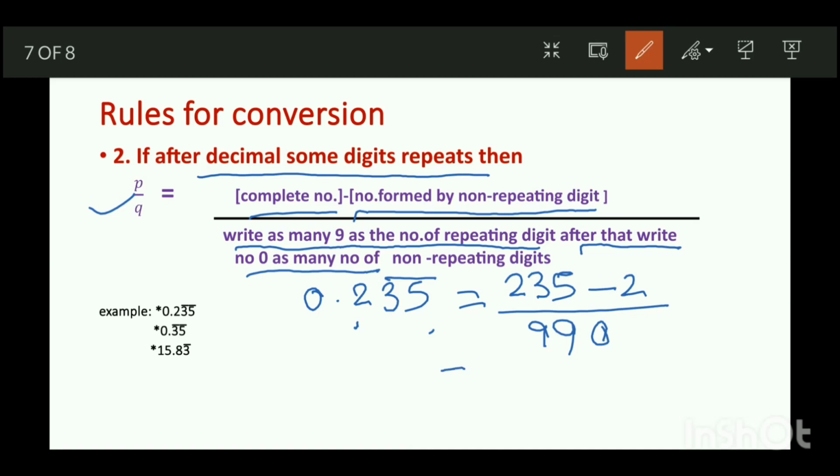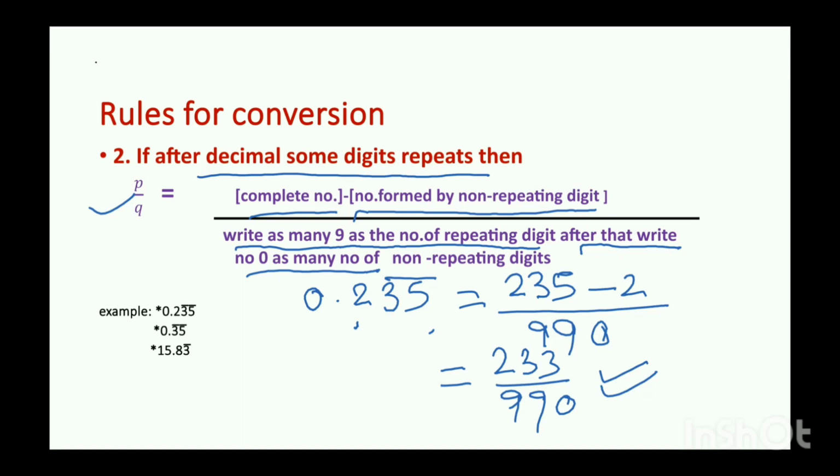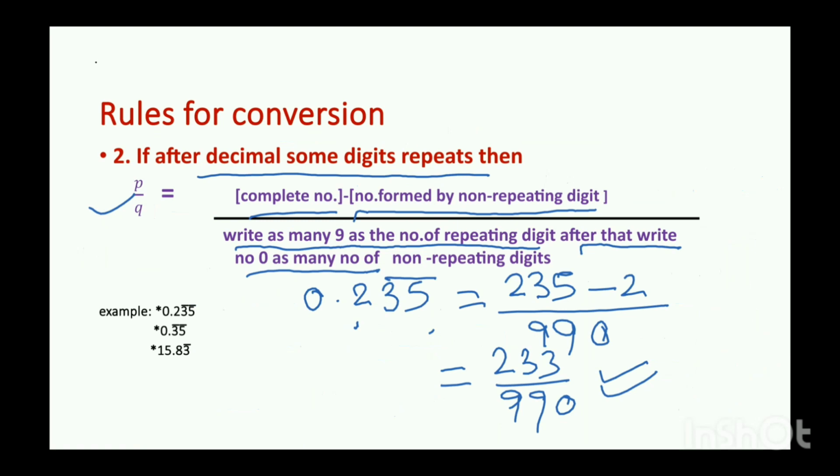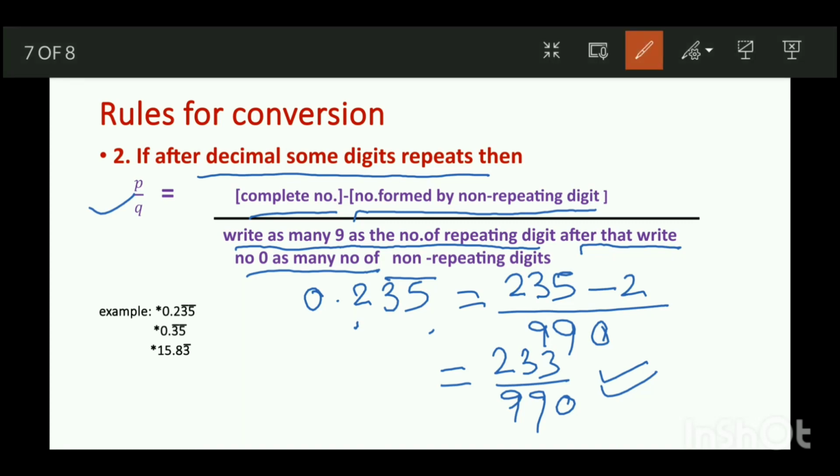Now we will solve this. 233 by 990. So this will be the answer. You can check, the same answer we have got by solving step by step and by this process, 233 by 990, and by using this formula we have also got this same answer. Now you will solve these two by yourself.